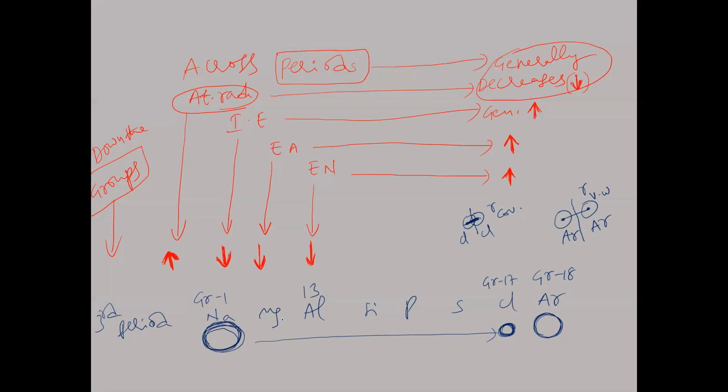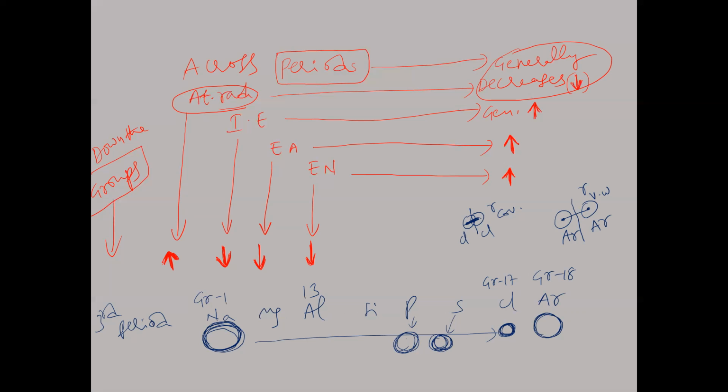Okay. Next, the concept of ionization energy. If you take phosphorus and sulfur, suppose this much is the phosphorus size and this is the sulfur. Which one is smaller sized generally? Sulfur is smaller sized than phosphorus.